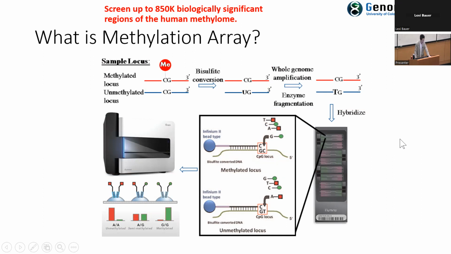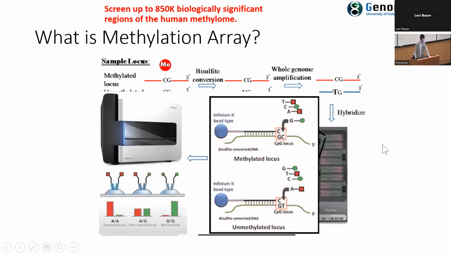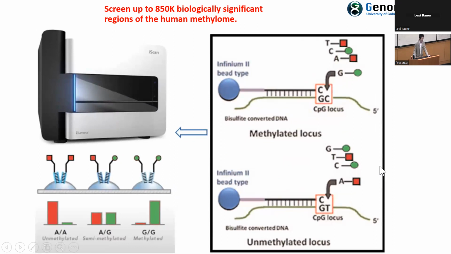If we zoom into the array, like I said, there's 850,000 different targets and biologically significant regions, and that's essentially determined by these sequences. These sequences are already predetermined, they're already known, and that's essentially what makes them biologically significant. Depending on the methylation status of your genomic DNA, you'll have two different outcomes. So let's say it was methylated over here, so that C remains a C. The bisulfite just had no impact on that C.